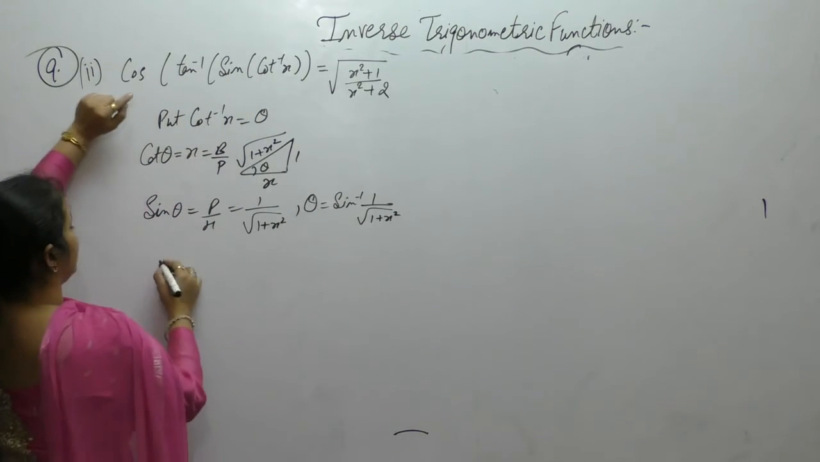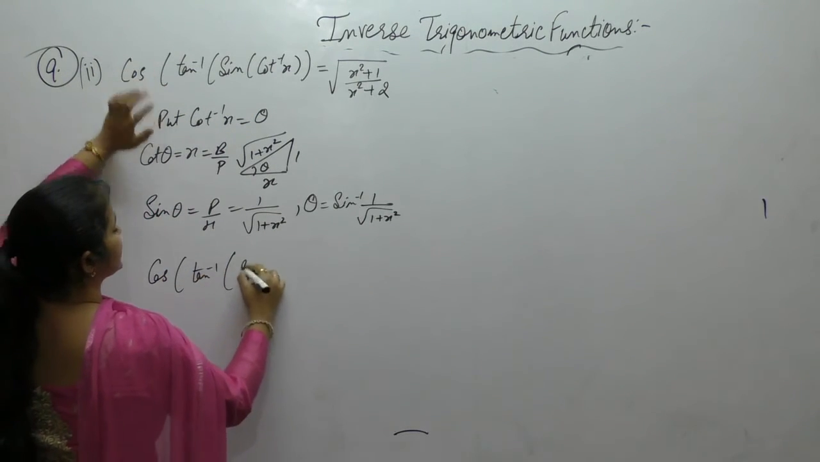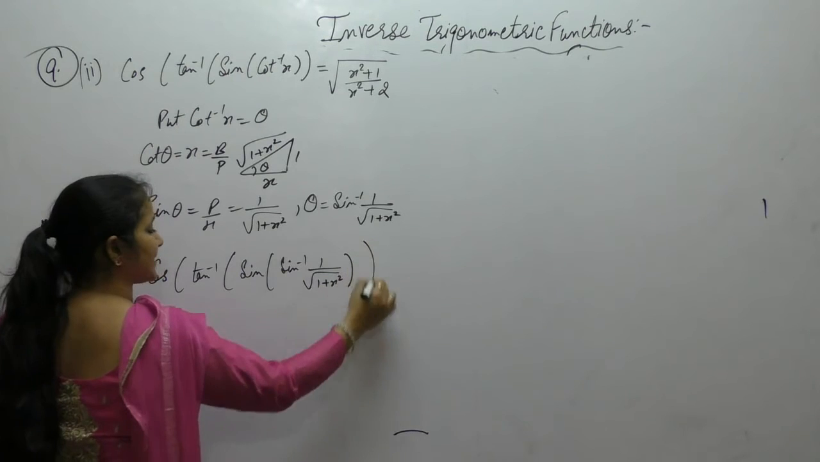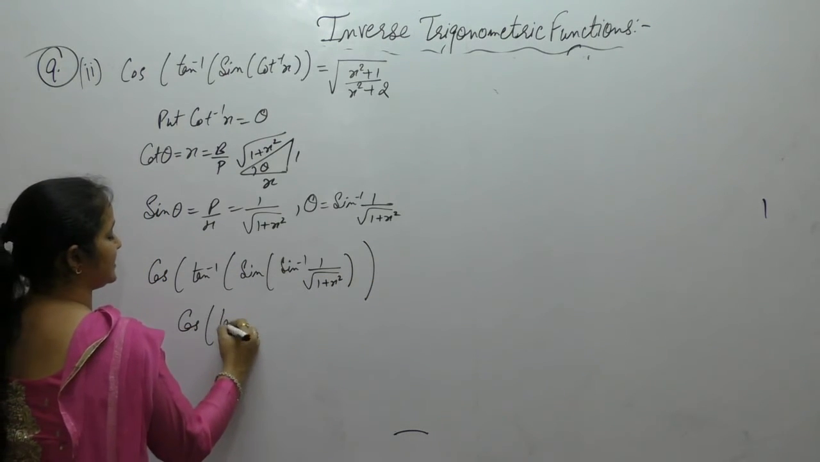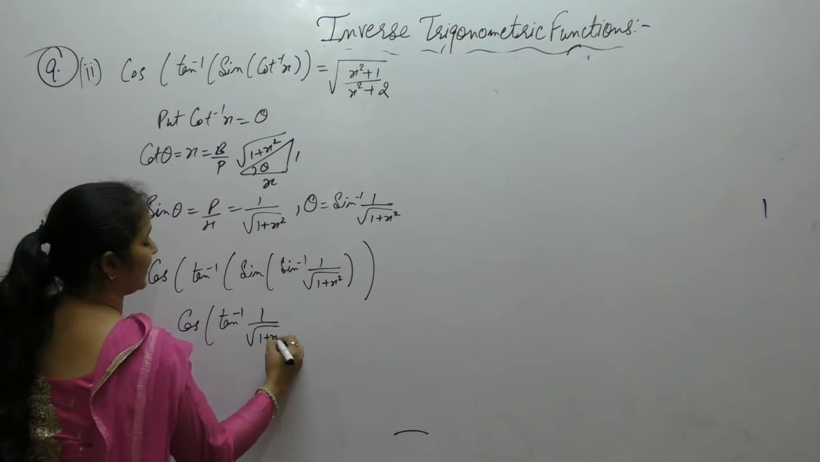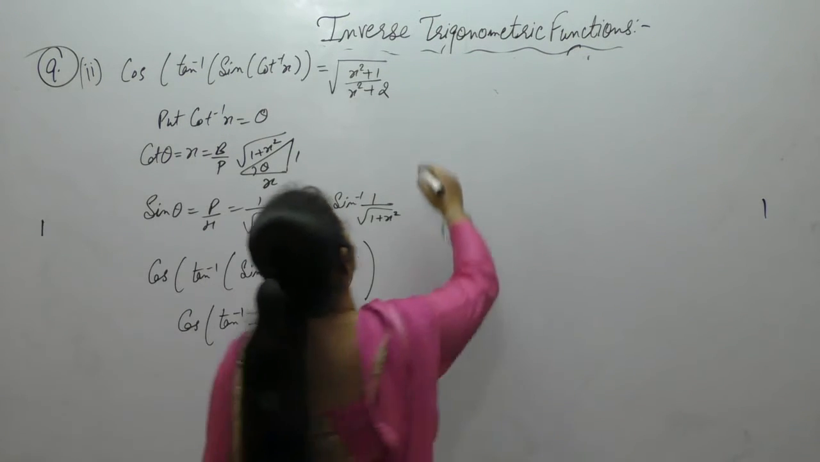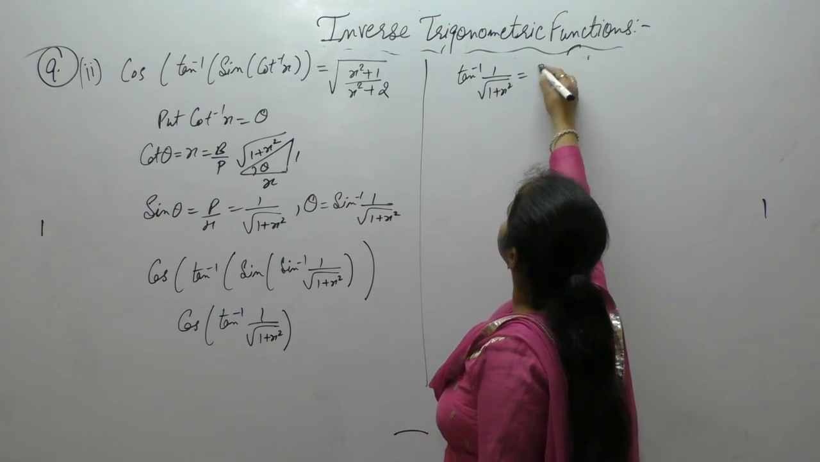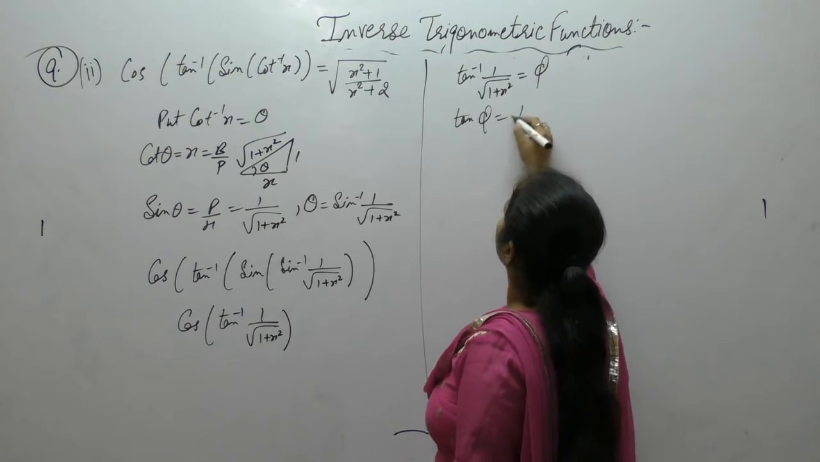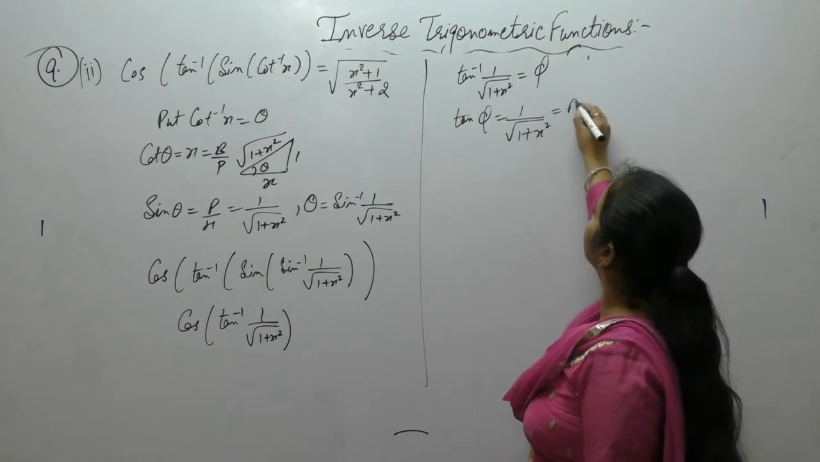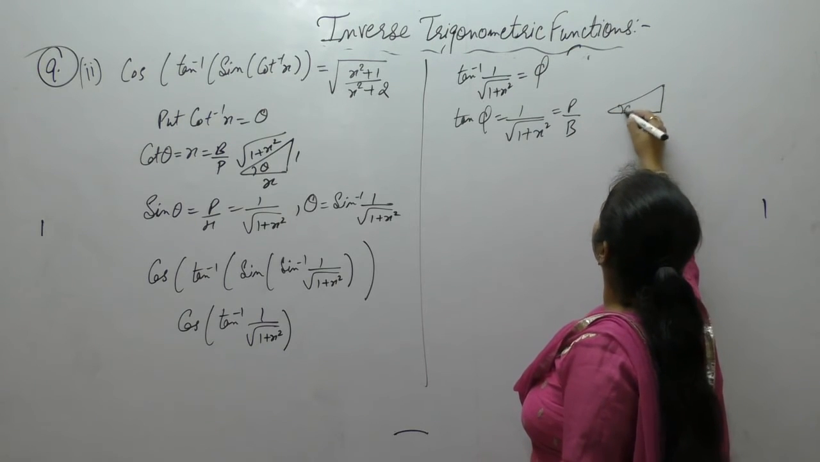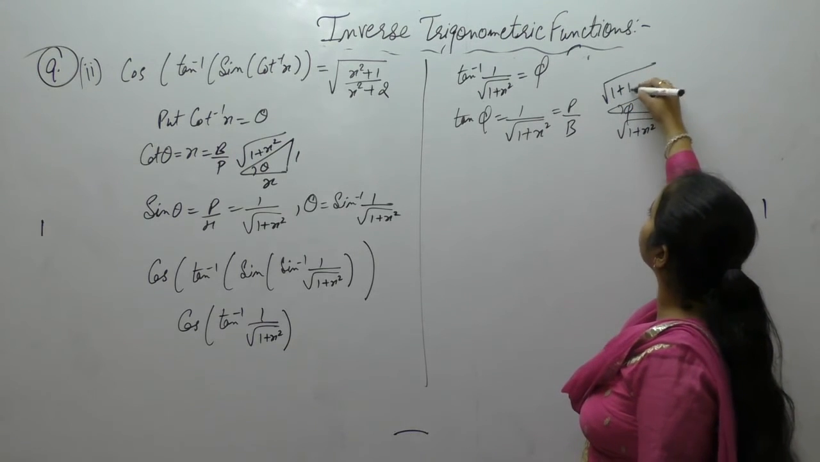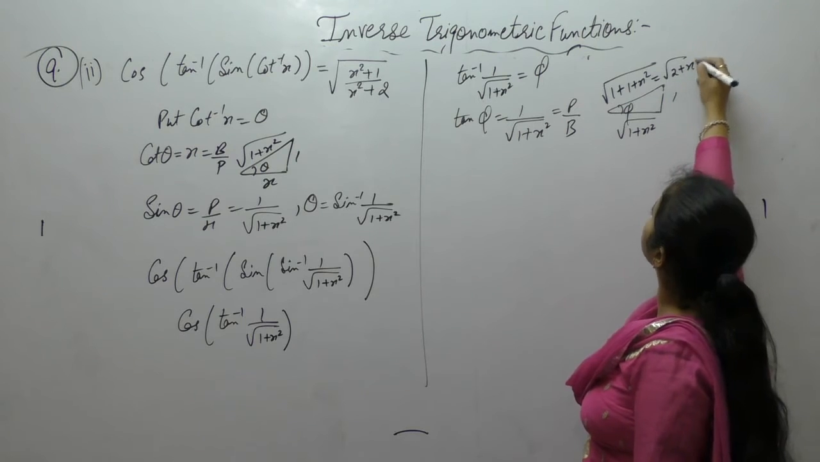Put this value here. We get cos of tan inverse sine of sine inverse 1 upon square root of 1 plus x square. Sine and sine inverse will get cancelled. So tan inverse 1 upon square root of 1 plus x square. Now put tan inverse of this as phi. So tan phi is 1 upon this. Tan is perpendicular upon base. If this is angle phi, with perpendicular and base, the hypotenuse is root of perpendicular square plus base square, that is root of 2 plus x square.